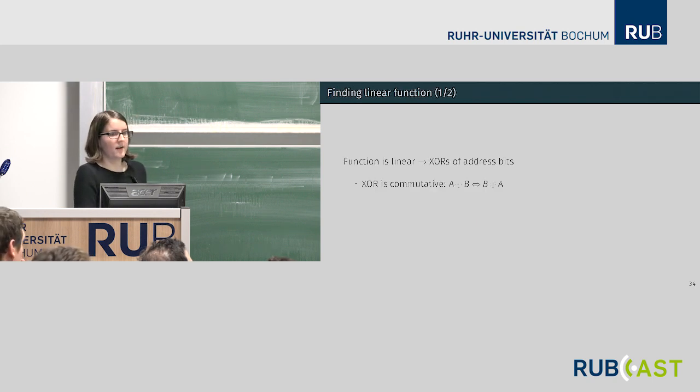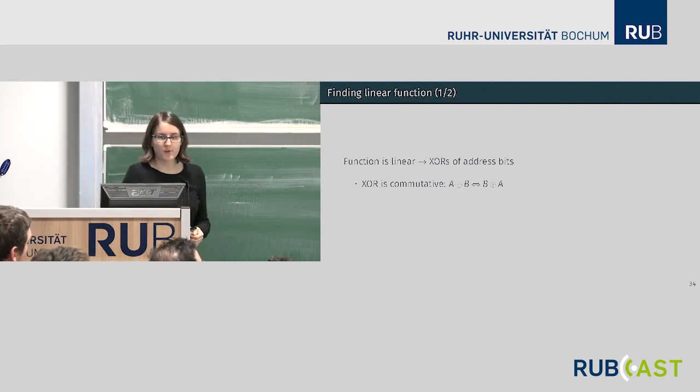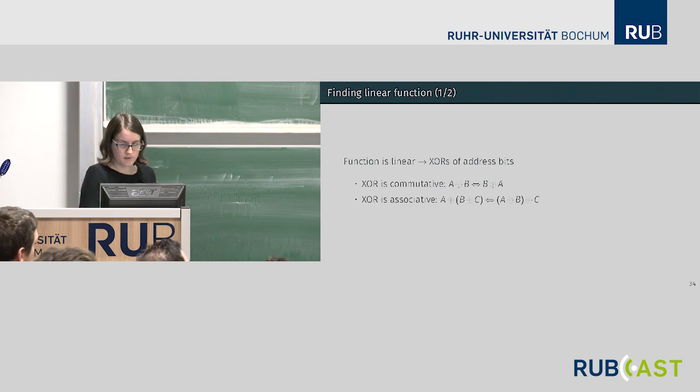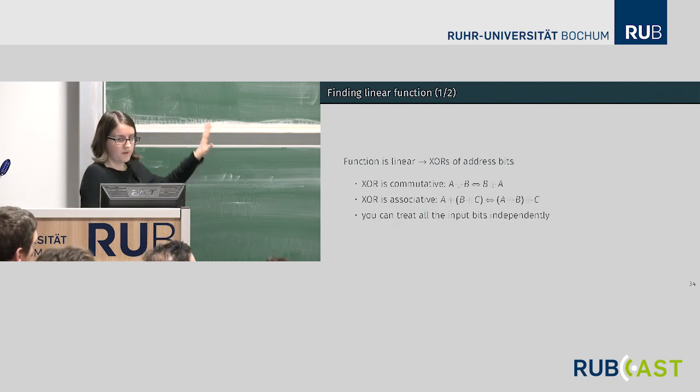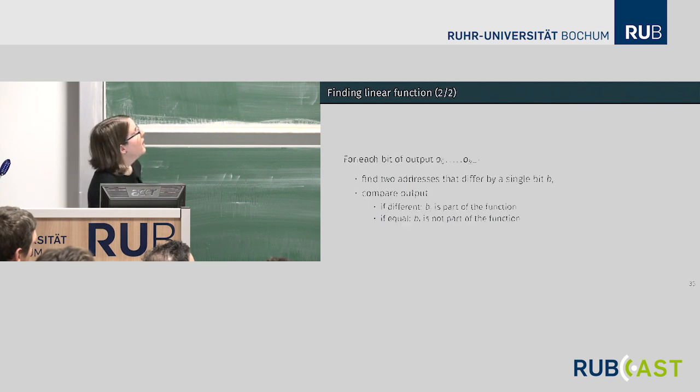So the function is linear in this case. It's going to be a XOR of address bits. XOR has nice properties: it's commutative, it's also associative. So you can treat all the input bits independently. And so for each bit of output: if you have 2 cores, you will have only 1 bit of output. If you have 4 cores, you will have 2 bits of output.